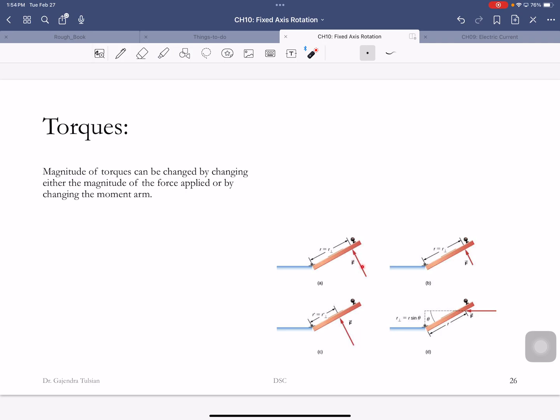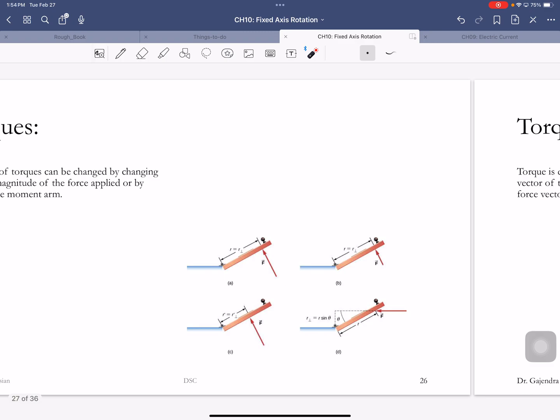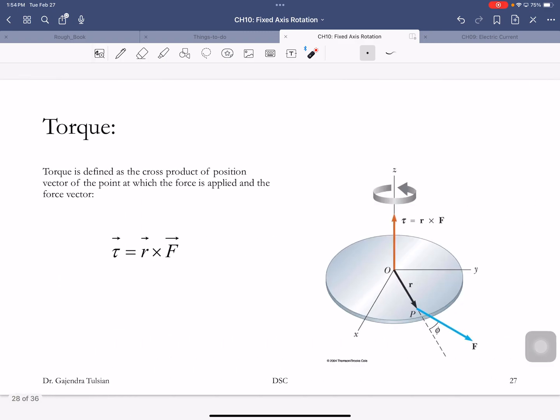Between these two, the moment arms are the same, and since the magnitude is greater, this one will have a greater torque than this one. Here, the magnitudes are the same, the moment arm is smaller, so this one will have a smaller torque. And here, the magnitude is equal to that one, but its moment arm is only this much, so this one will have a greater torque than that one. So everybody understand that?